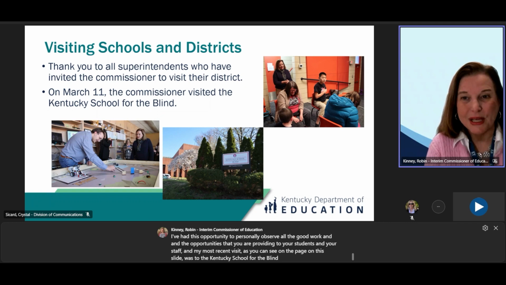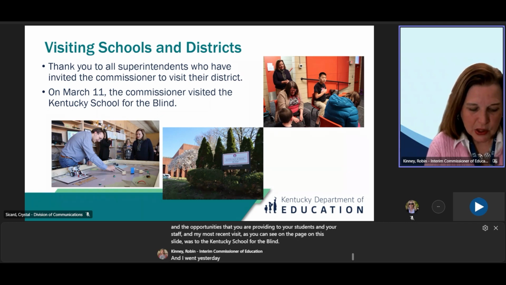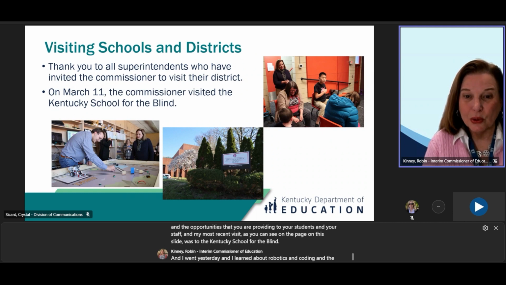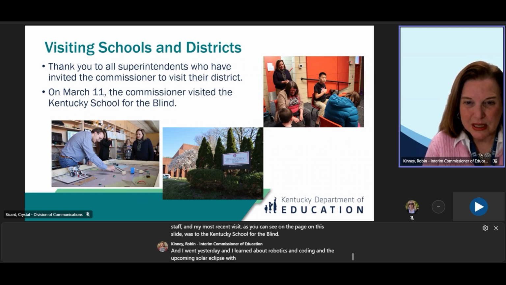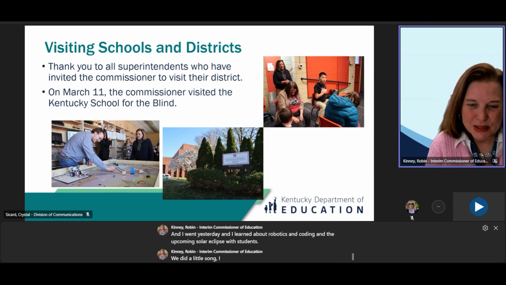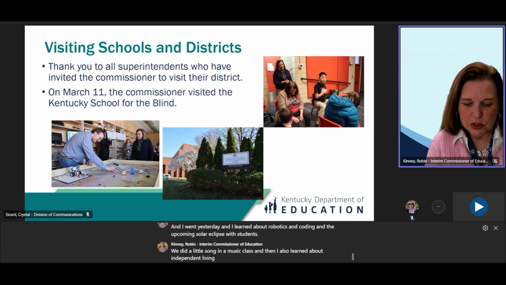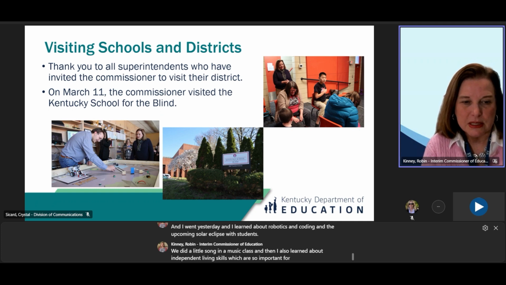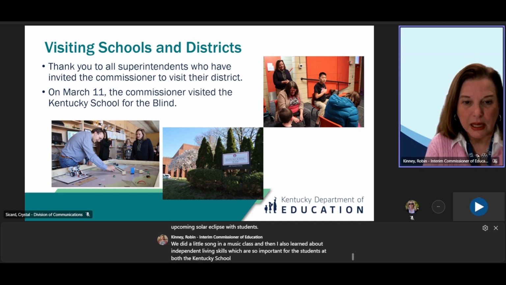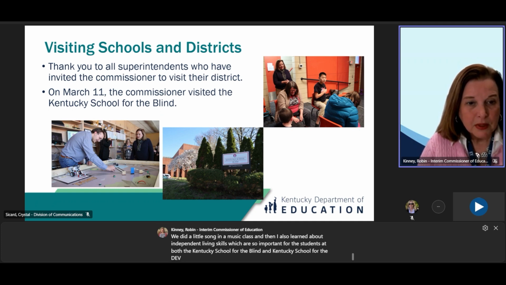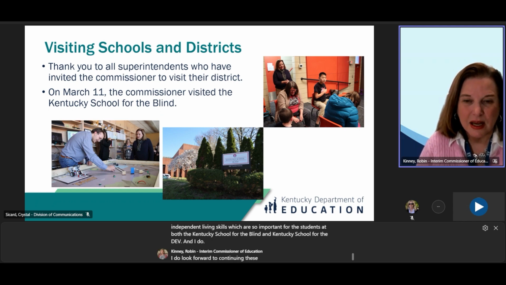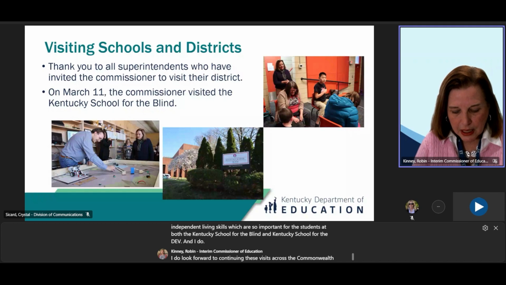for the Blind, and I went yesterday. I learned about robotics and coding and the upcoming solar eclipse with students. We did a little song in a music class. And then I also learned about independent living skills, which are so important for the students at both the Kentucky School for the Blind and Kentucky School for the Deaf. And I do look forward to continuing these visits across the Commonwealth.